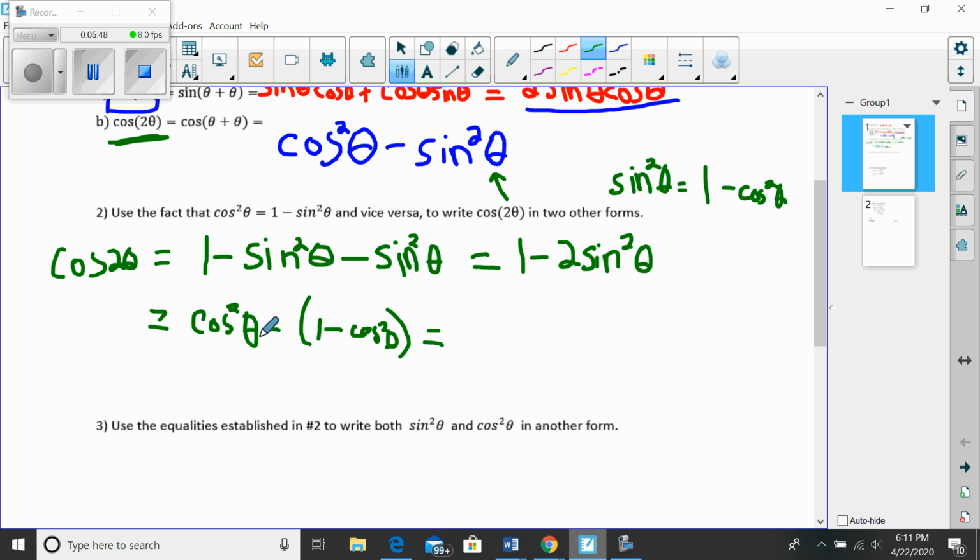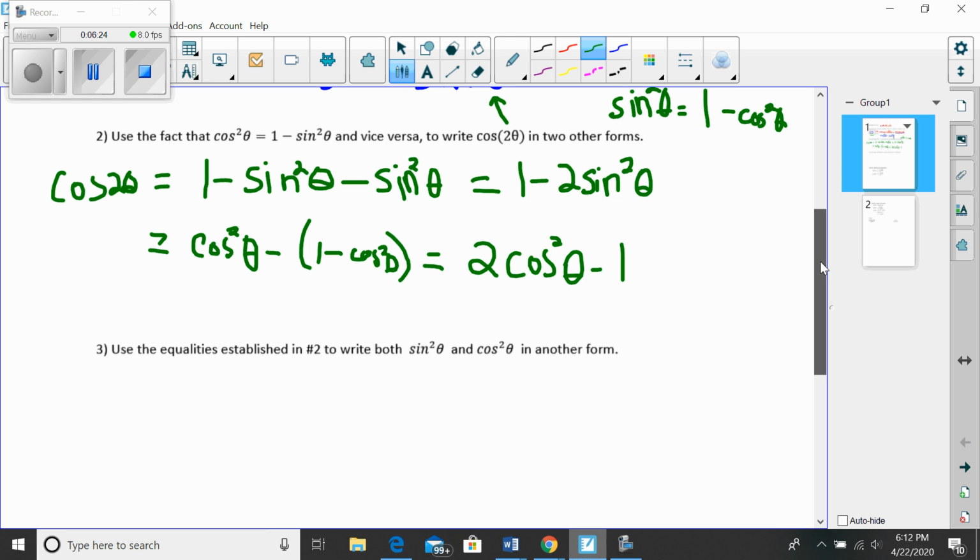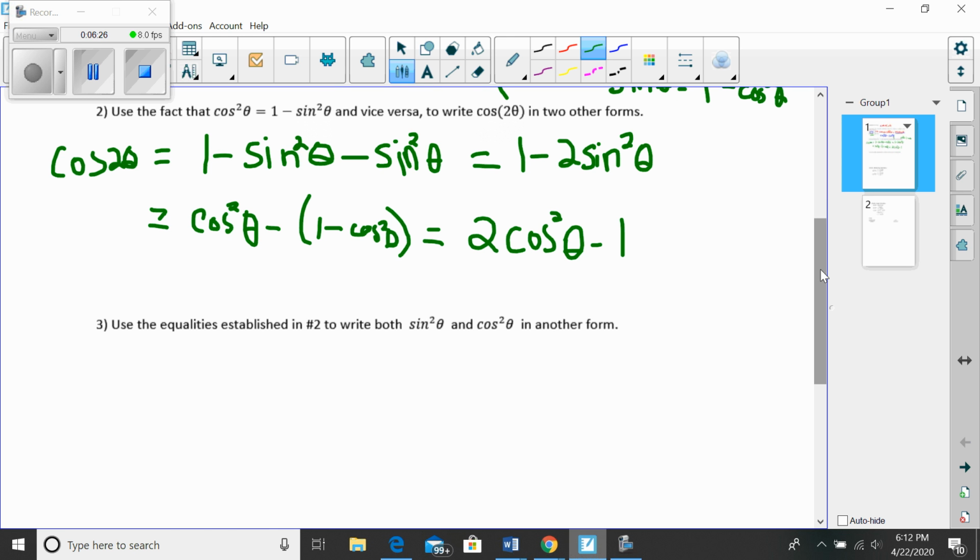Okay, when you did that, you should have gotten, when I distribute my negative, now this becomes minus minus, which becomes plus plus, right? So I'd have cosine squared theta plus cosine squared theta when I distribute that negative. So that's 2 cosine squared theta, and then minus 1. Right, so I have 3 different equivalent ways that I can write the identity cosine 2 theta. Now, this thing number 3, this is something that you will use in Calc 2.